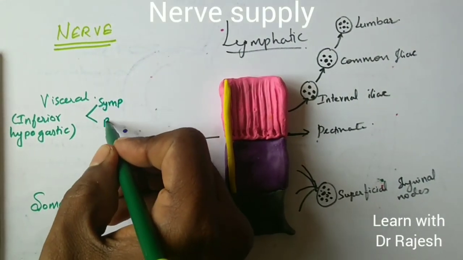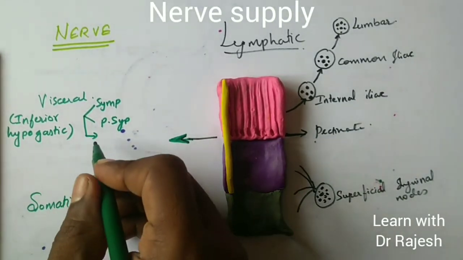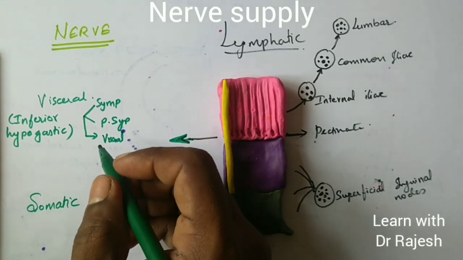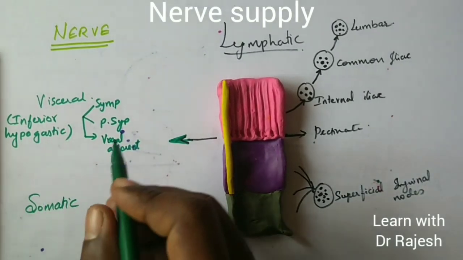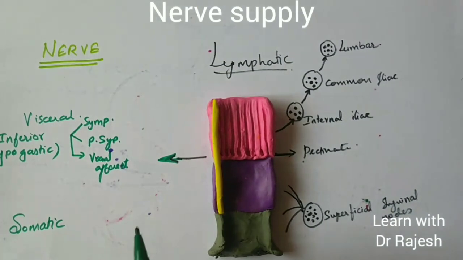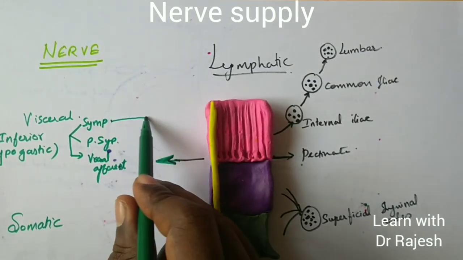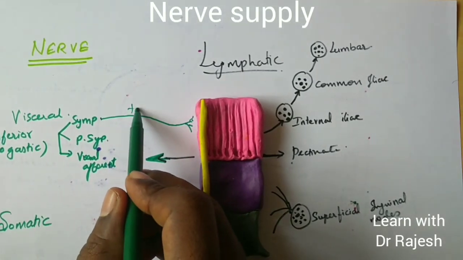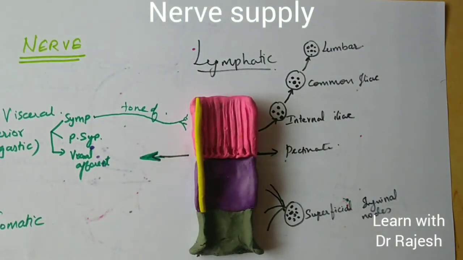So it contains sympathetic, parasympathetic, and visceral afferent fibers. This yellow structure is the internal anal sphincter. The sympathetics supply this internal anal sphincter and maintain the tone of the internal anal sphincter.